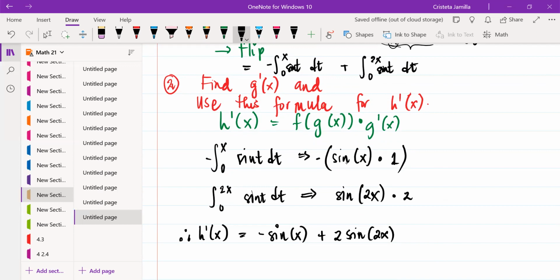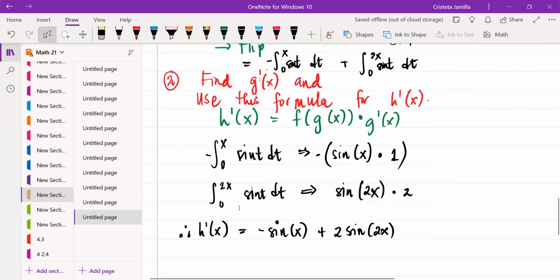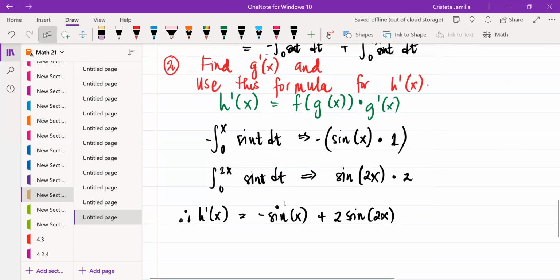And then don't forget the negative sign from the process where we flipped the limits of integration. Next, for the integral from 0 to 2x of sine of t dt, we have sine of 2x, so sine with t replaced by 2x, multiplied by the derivative of 2x, which is equal to 2. And thus, h prime is the sum of these two: negative sine of x plus 2 sine of 2x.